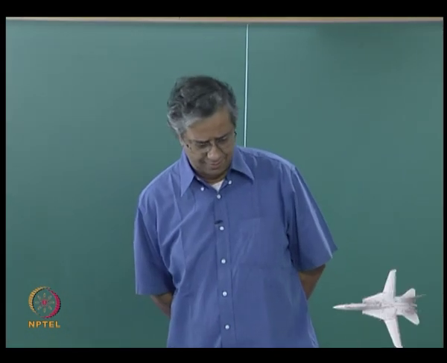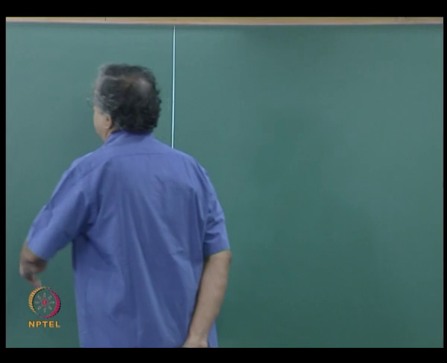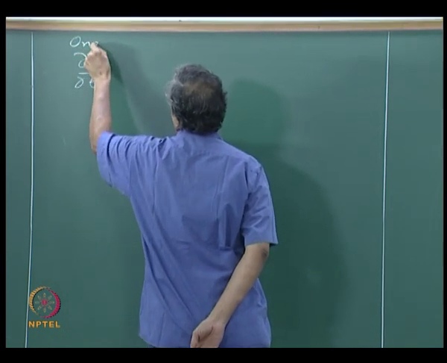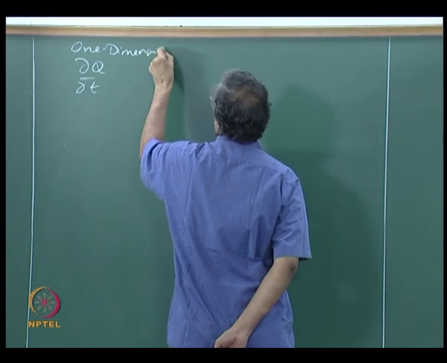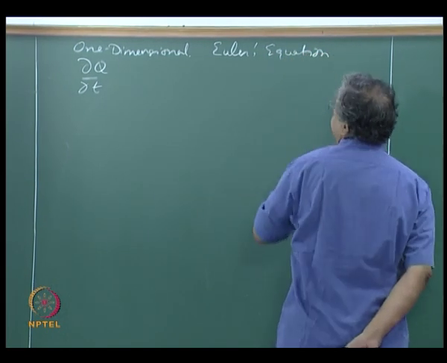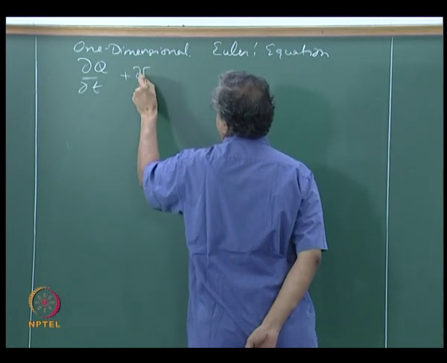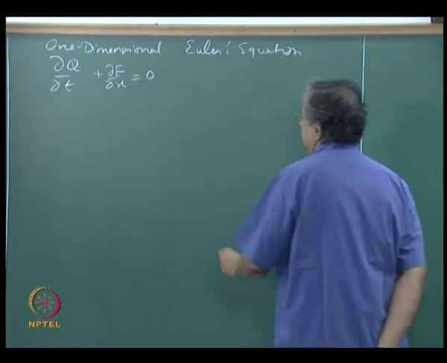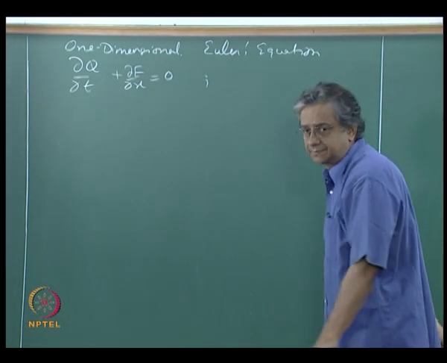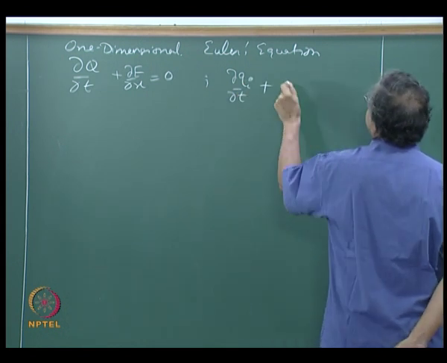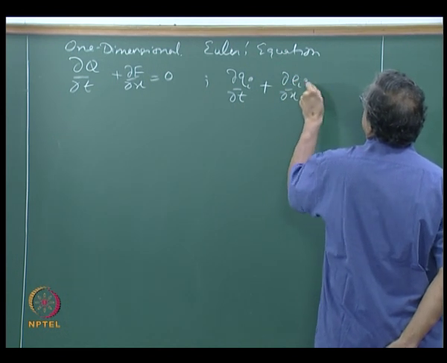In the last class we started looking at one dimensional flow. I think we have derived the equations, right. So the equation that we got, this is one dimensional, we will just write one dimensional Euler's equation: dQ/dt plus dE/dx equals 0. If you want that in index notation, that would be dQi/dt plus dEi/dx equals 0.